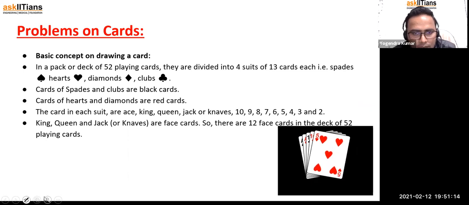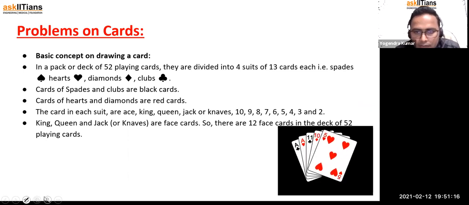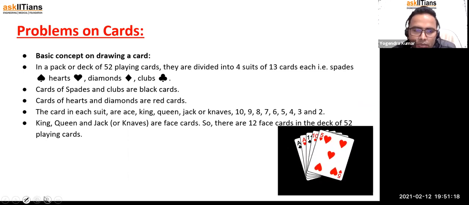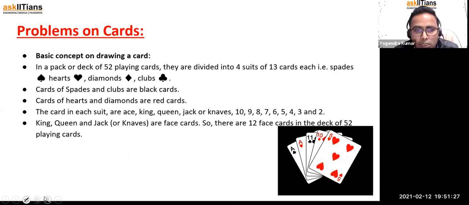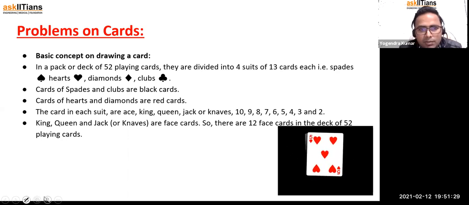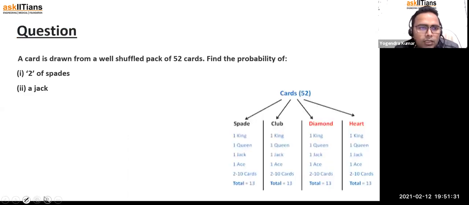the numbered cards, which are 2 to 10. You need to remember 12 face cards in total. King, jack, queen are called face cards. Ace we don't include in the face cards. Remember that. So let's see now a question based on the cards.